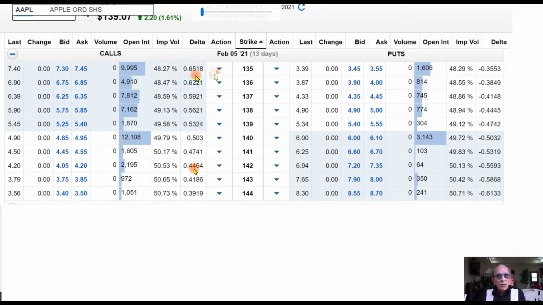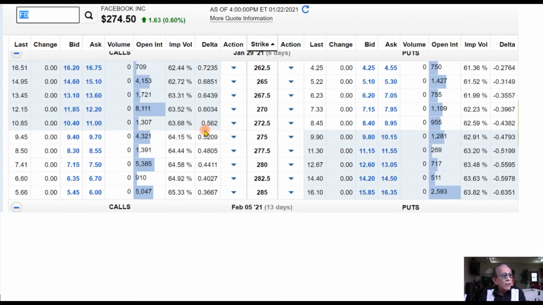So as you can see, we just transitioned into options, and this is something to look at. Over here, Facebook is $274.50, and if you are at 272, it's on the money, $2 or so into the money. The option now gets 63% volatility, and it gets 56 cents per dollar that it goes up. And as you notice, the option now doesn't cost $5, it costs $11. It's in the money.